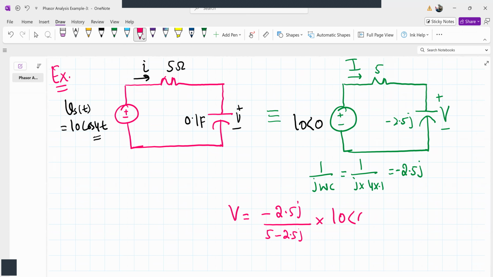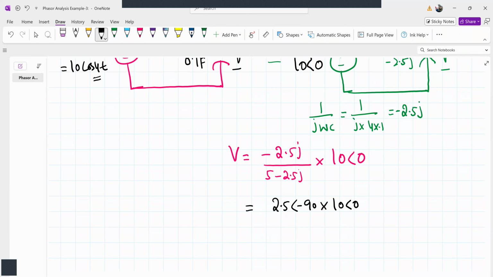Now you can see these are simply complex numbers. So we'll convert these into the polar form. So minus 2.5 j we can write as 2.5 at an angle of minus 90 degrees, times 10 at an angle of 0, divided by 5 minus 2.5 j. So it will be under root of 5 square plus 2.5 square, and that comes out to be 5.59 at an angle of minus 26.56 degrees. Okay. Now we'll simplify this.